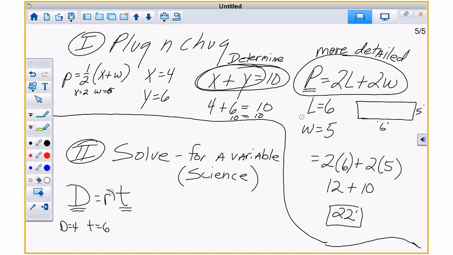So if I've got this one, I need to solve it for R. And I need to divide by T on both sides. So that would be divide by T on both sides, so you can get R by itself. And now R is equal to D over T. And now I can plug in whatever I wrote down over here and get the answer.